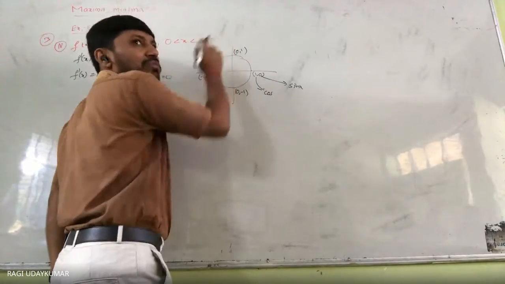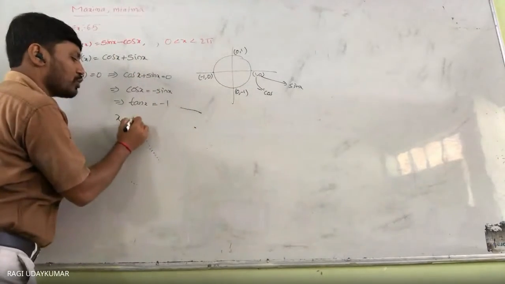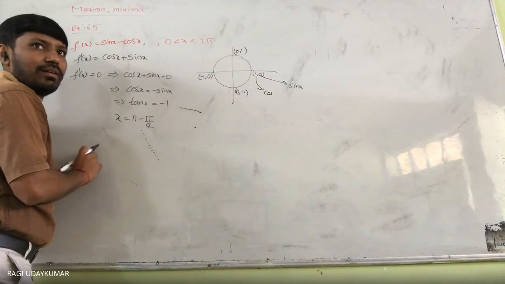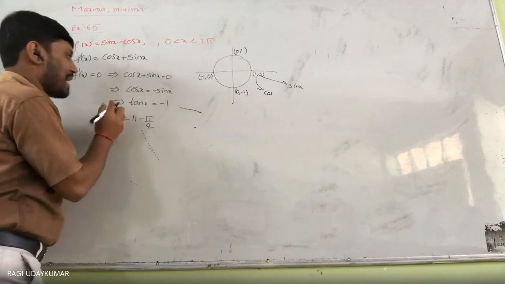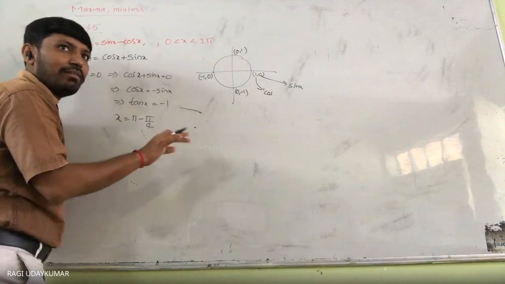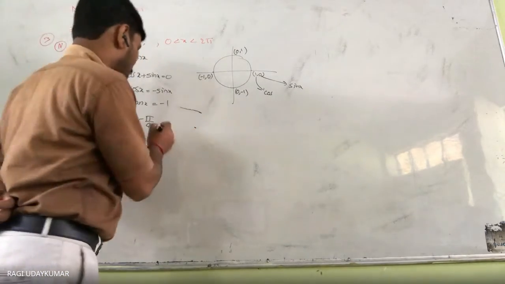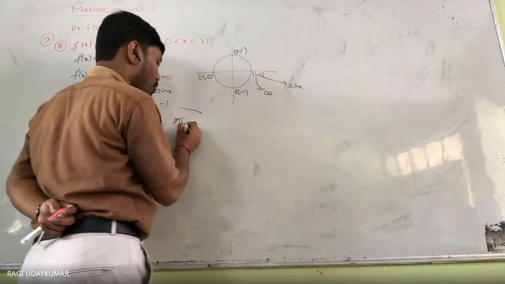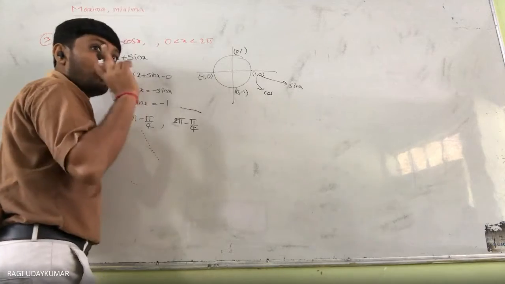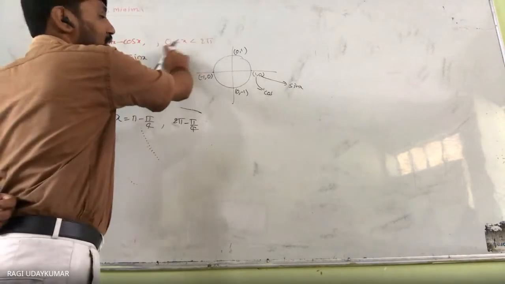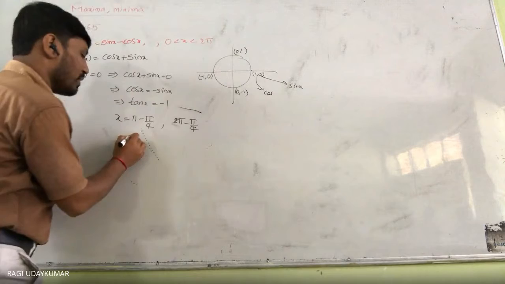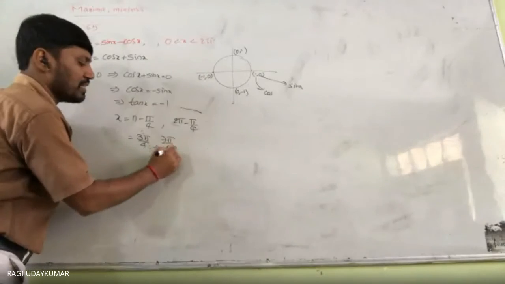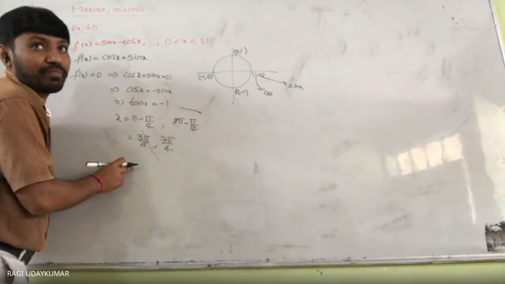So 180 minus 1, you are going to get x is equal to pi minus pi by 4. And in the fourth quadrant, 2 pi minus pi by 4. Two values, because the range is given to you. So what you get here is 3 pi by 4 and 7 pi by 4. These two are the critical points.